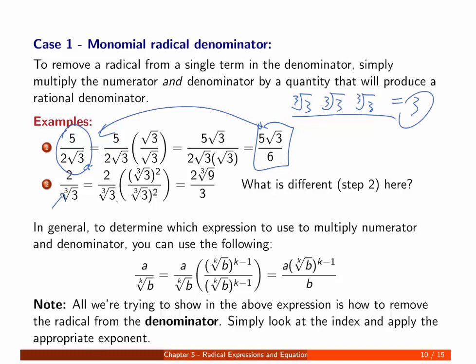That means you're going to have to take a look at your index, and you're going to have an exponent that will be 1 less than it. This little general form holds true for this one as well. The index here is 2, so technically my exponent's 1 here. So I came up with this little algorithm for you. If you want to get rid of a monomial radical in the denominator, you're going to multiply both sides by the same thing to the power of k minus 1 if your index is k. And that will remove the radical from the denominator.